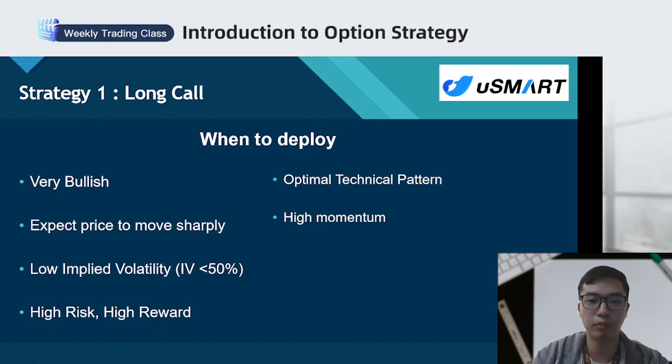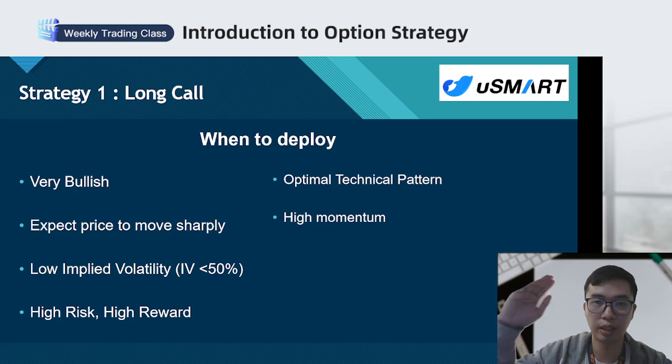Alright, so next we also want to enter a long position on a stock with high momentum. Why high momentum? High momentum actually means that there is interest, there is volume in the market, so the stock price can move fast. In a long call, in options, we actually want the stock price to move very fast in a shorter time towards our target price.